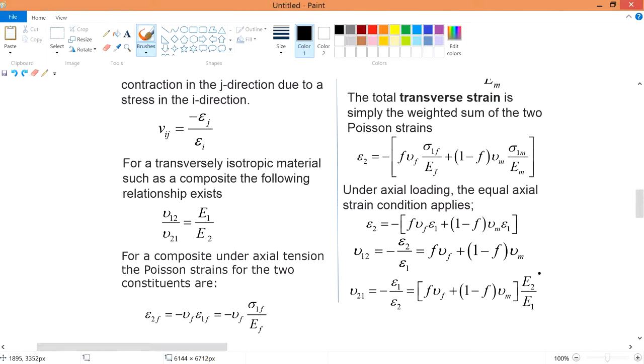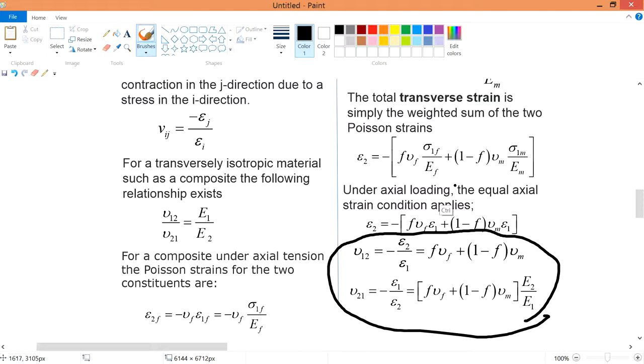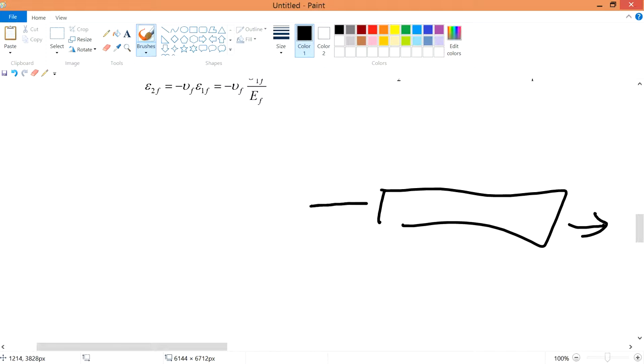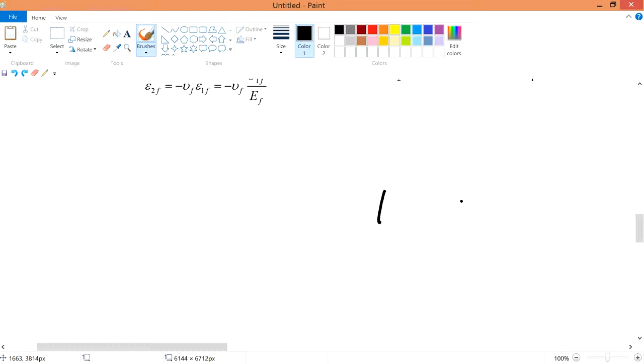Alright, so in the end, they're only actually asking you to find the Poisson ratio of the whole composite, because the whole composite is being pulled in this direction. This means that the matrix and the fibers are put together as one. So when you pull, what is the total Poisson ratio of the material?